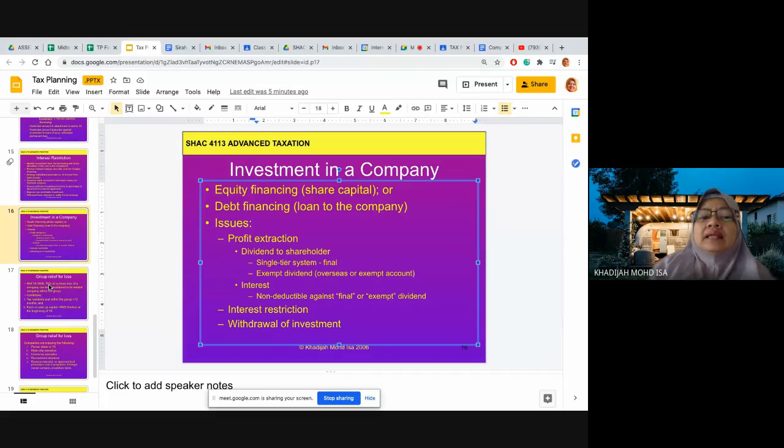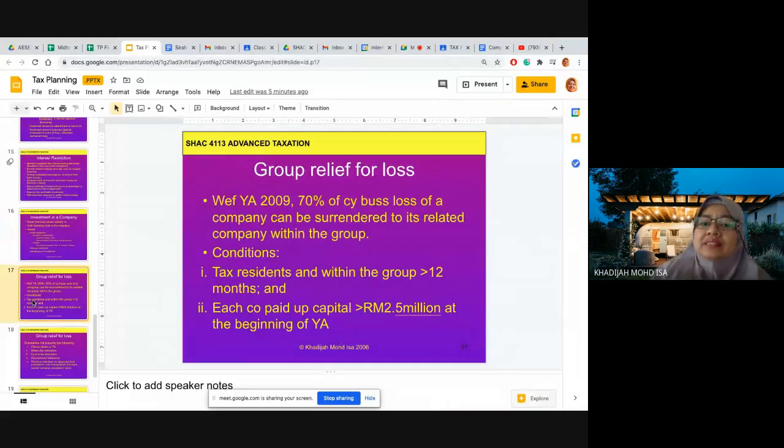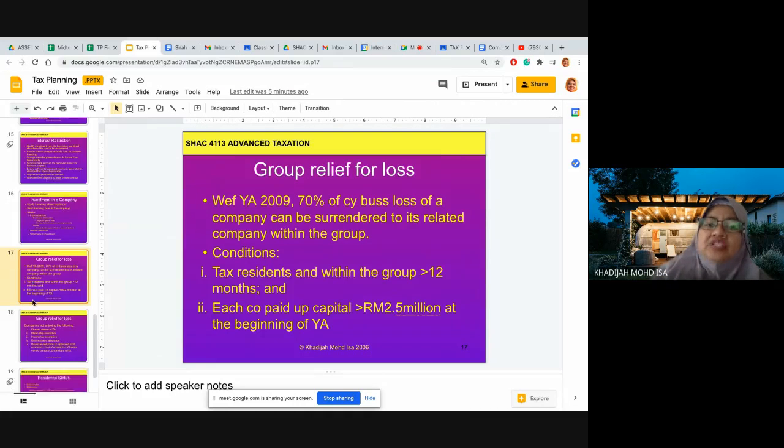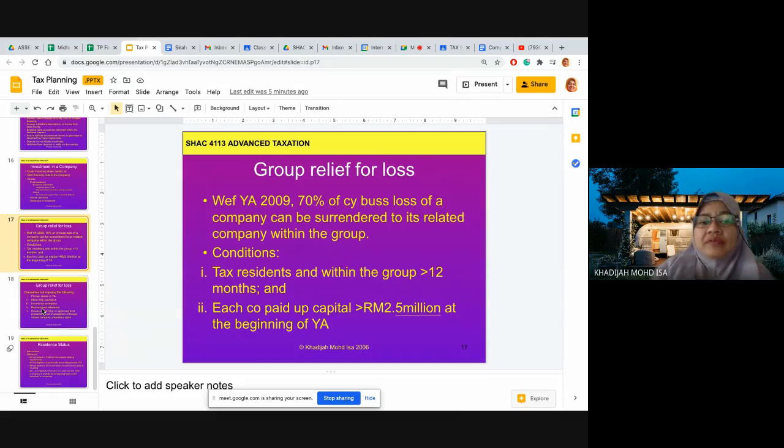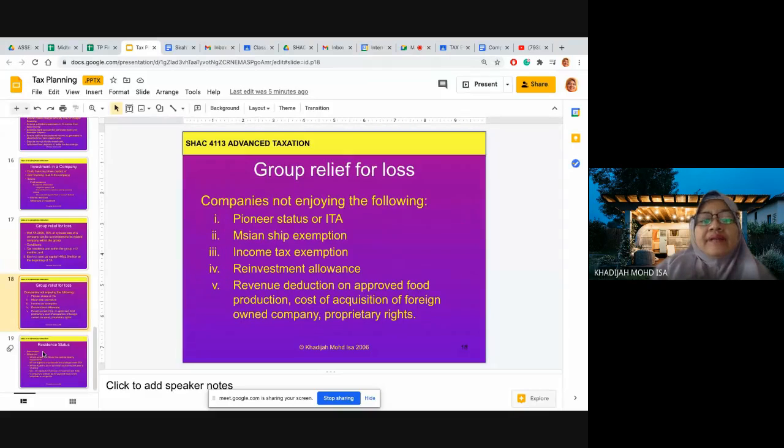And then another topic is on the group relief, right? We have covered this. I think that we have covered very detailed in the presentation on group relief, so I will not go into that. And remember that group relief could be part of your final exam. All right, and then resident status.